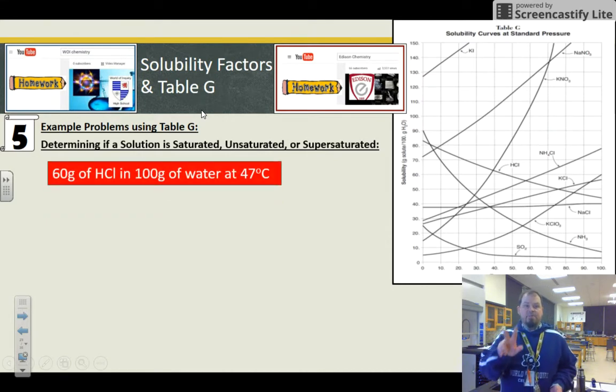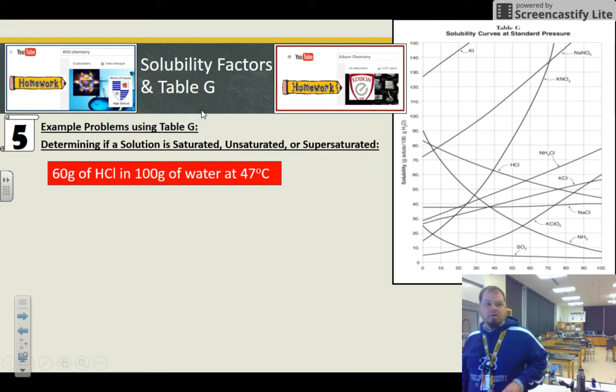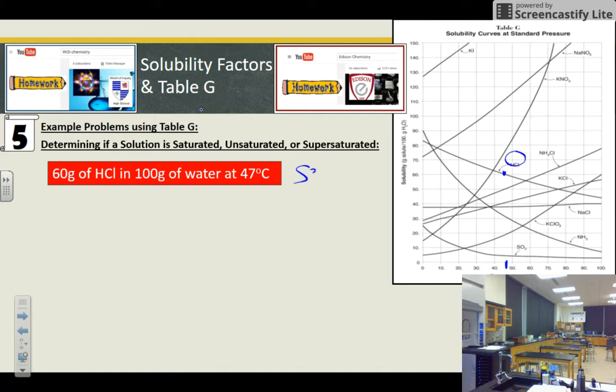There's 3 of these examples. I'm doing one for time. Watch. 60 grams of HCl and 100 grams at 47 degrees. Am I saturated or am I unsaturated? Or supersaturated? Remember, we got to use the definitions from before. 47 degrees is right here. 60 grams, oh, look, right there, and I'm dealing with HCl, so I'm right on the line. Therefore, I am saturated. Now notice, if I would have ended up below the line, I would have been unsaturated. If I would have ended up above the line, I'd be supersaturated.